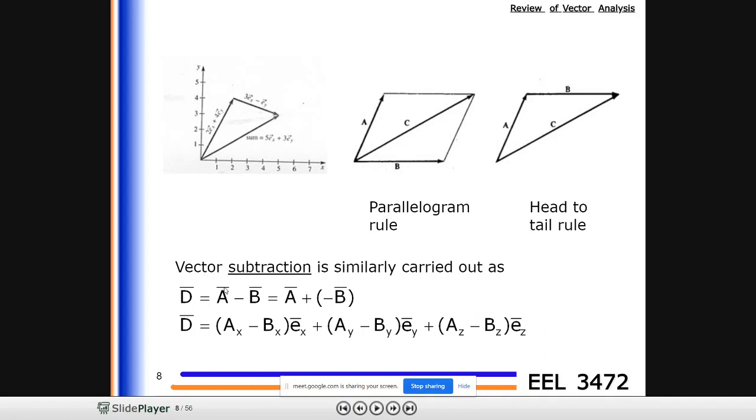The vector subtraction is carried out similarly to addition. A vector minus B vector is nothing but A vector plus minus B vector. So it is the same as doing an addition with the opposite sign. B vector minus B vector, how do you get it? Just reverse the sign and you will get minus B vector. If you want to subtract anything, you reverse the sign and then add, and you will get the subtracted output. So D vector is Ax minus Bx, Ax cap, plus Ay minus By, Ay cap, plus Az minus Bz, Az cap. Simple.